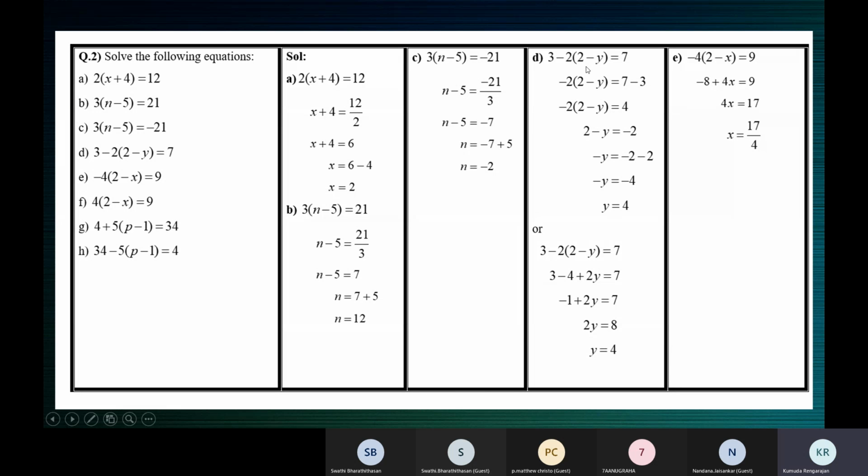Okay, now look at D. 3 minus 2 of 2 minus y is equal to 7. 3 minus 2 of 2 minus y. So this 2 of 2 minus y. Understood, ma'am.